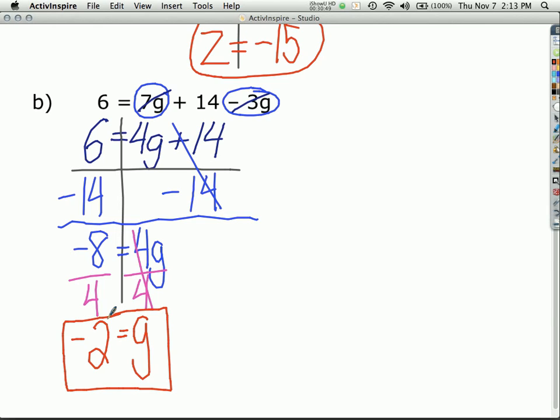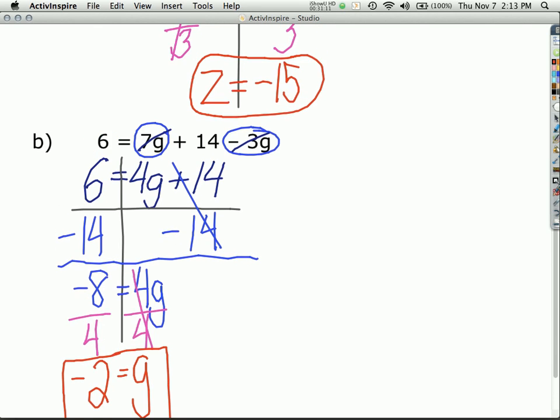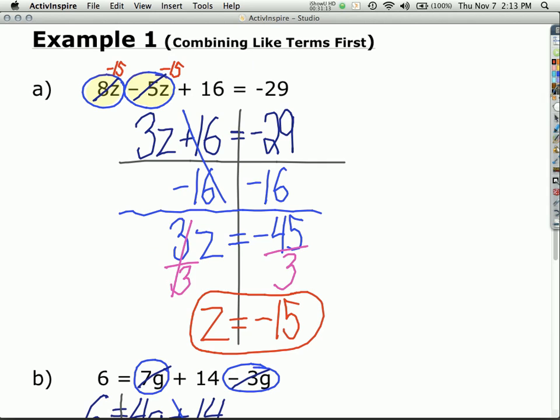So now I can double check and make sure I got it right, and this one's even easier. I can say, okay, 7 times negative 2 is a negative 14. So negative 14 and positive 14 are going to cancel each other out. Negative 2 times negative 3 is positive 6, so I know it works. And I'm certain that I got the right solution. So does anyone have any questions on how this was accomplished?